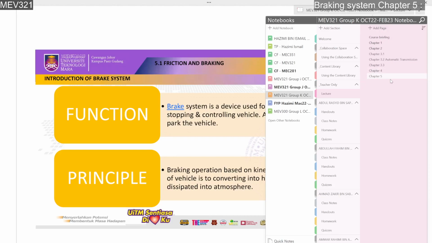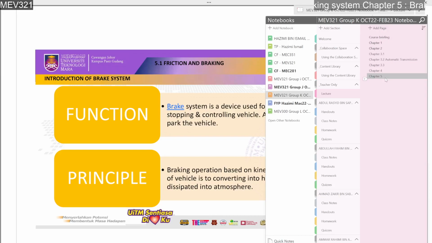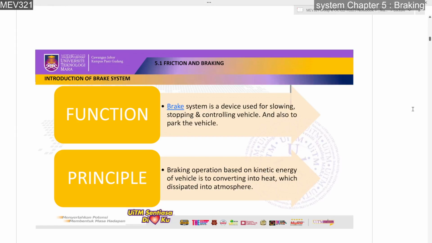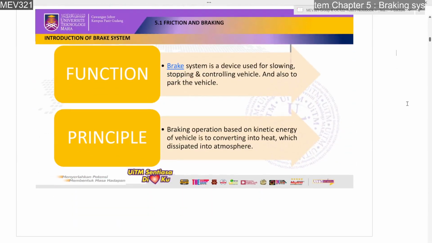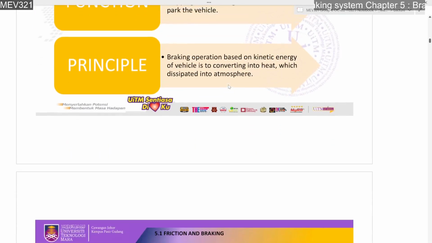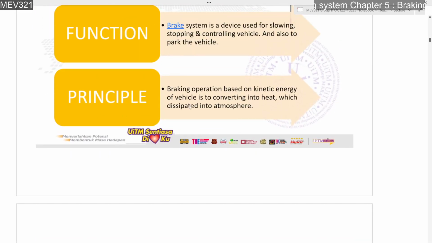Okay, so let's go back to Chapter 5 here. I think every one of you already knows the function of the brake. The function of the brake is to slow or stop, and also to control your vehicle. The principle used in the braking system is based on converting kinetic energy into heat, so the heat energy will be dissipated into the atmosphere.